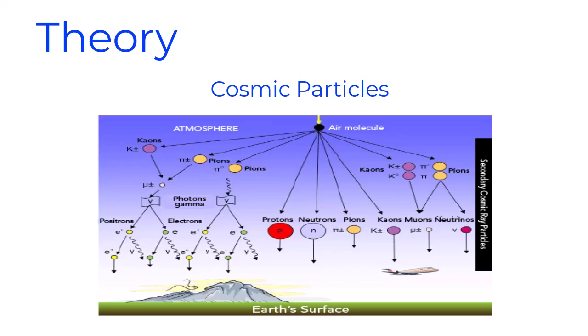There are atomic particles flying all around us, and most of these particles come from outer space as cosmic particles. These cosmic particles include positrons, electrons, protons, neutrons, pions, kaons, and most importantly, muons. Muons constitute a big portion of these cosmic particles.